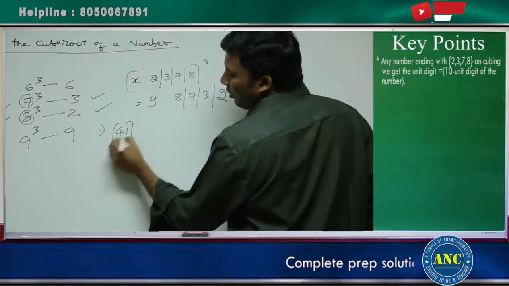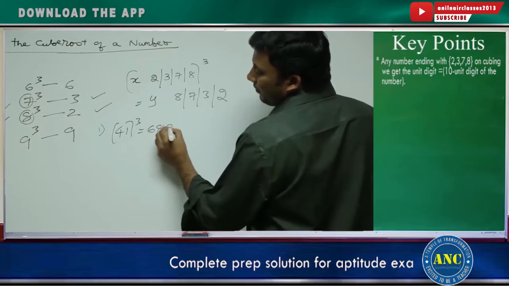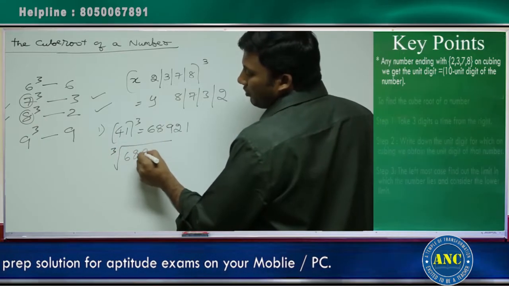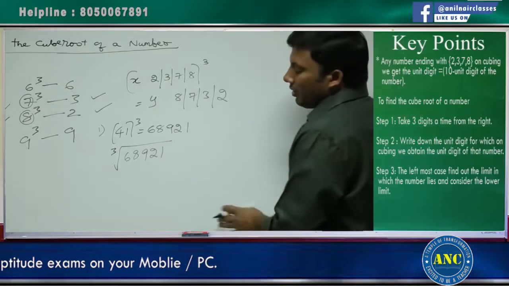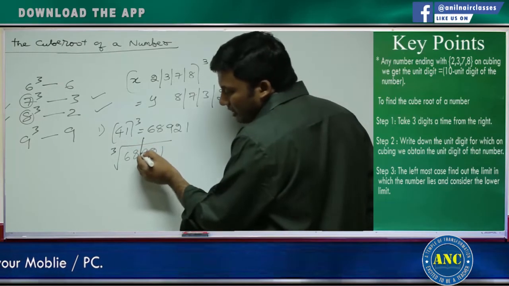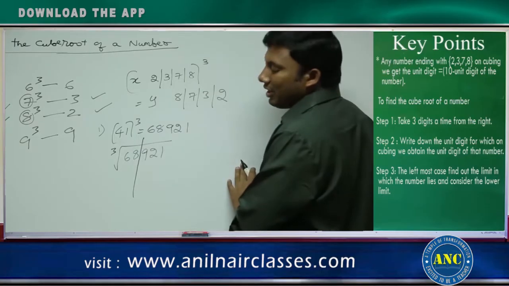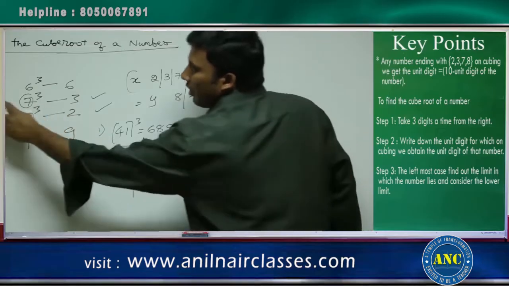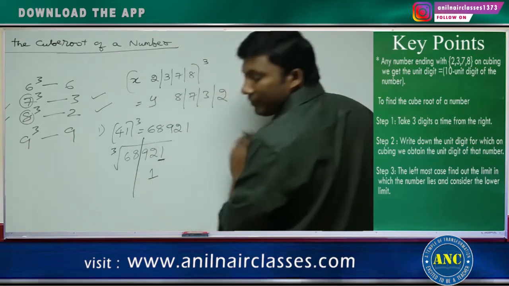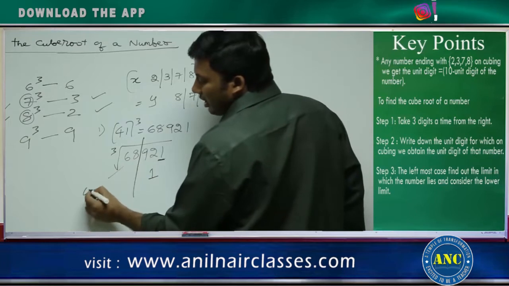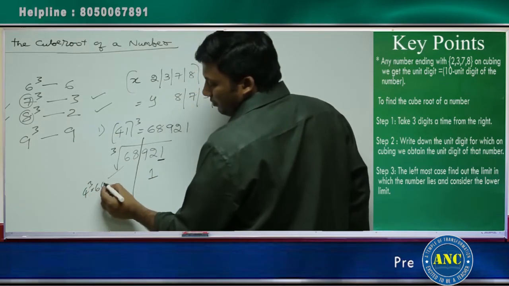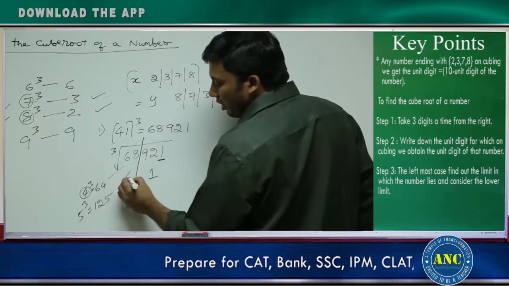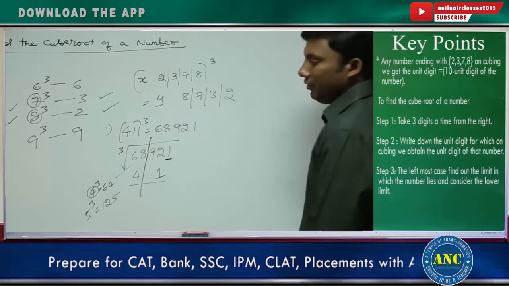Now let us take an example. 41 whole cube is equivalent to 68921. I will try to find the cube root of the number. Cube root of 68921. Step number 1. Start from the unit digit. Keep a slash after 3 digits. Why after 3 digits? Because I am finding the cube root. What is the unit digit of the number? 1. 1 cube is 1. So write down 1. Then 68. 68 lies between which two cubes? 4 cube 64, 5 cube 125. What is the lowest number? 4. Write down 4. So the answer is 41.